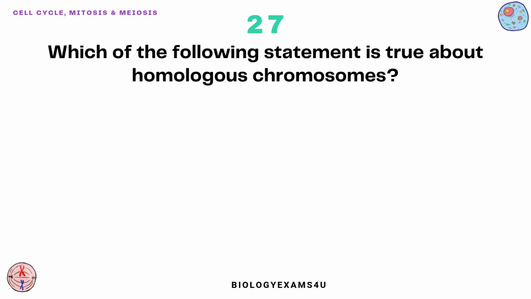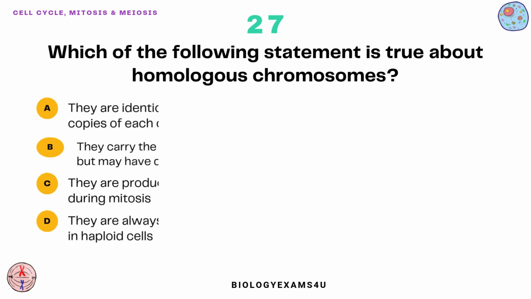Question number 27. Which of the following statements is true about homologous chromosomes? Options are A, they are identical copies of each other, B, they carry the same genes but may have different alleles, C, they are produced during mitosis, D, they are always found in haploid cells.